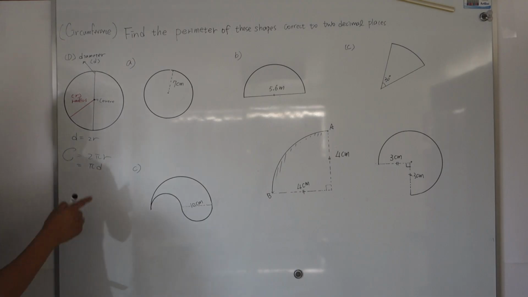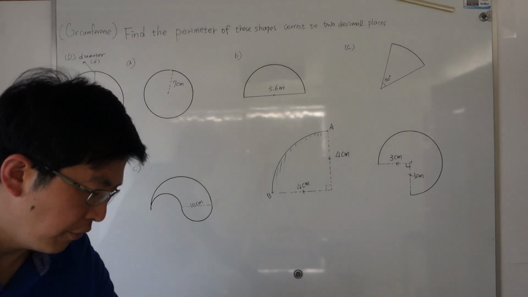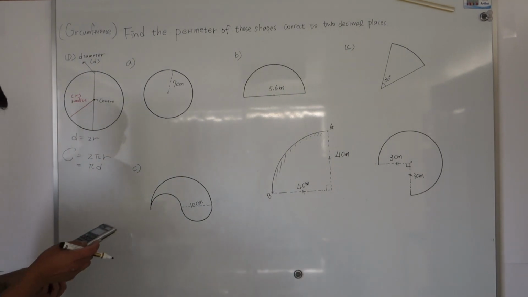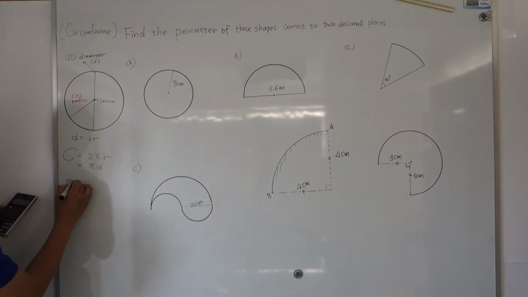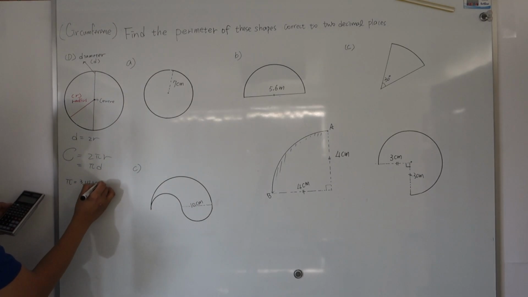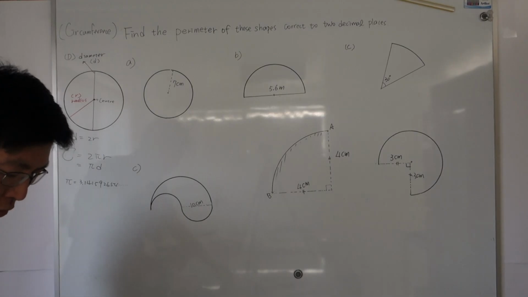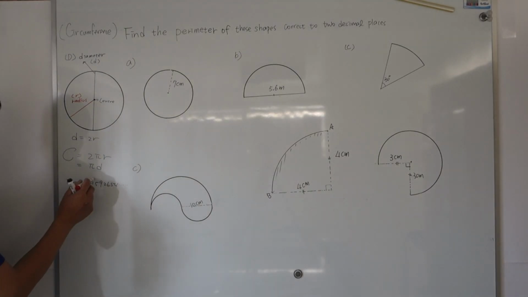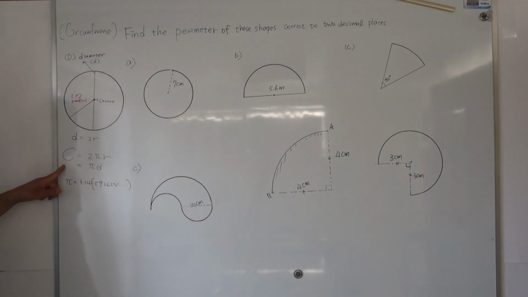And then don't forget, pi is a very special number. Pi is equal to how much? If you use a calculator, you use shift and you get pi. Pi equals 3.141592654, unlimited. But usually we only use 2 decimal places, so please just use 3.14. So the circumference formula is C equals 2 pi r, or equals pi d, because d equals 2r.